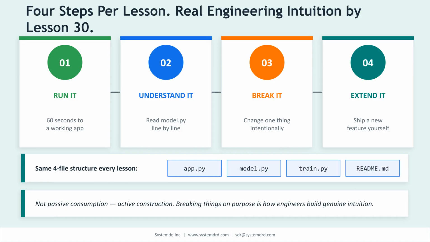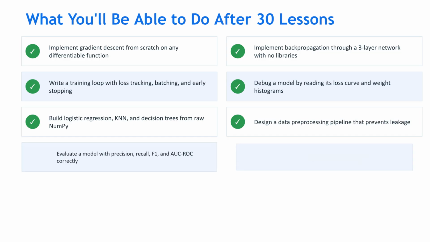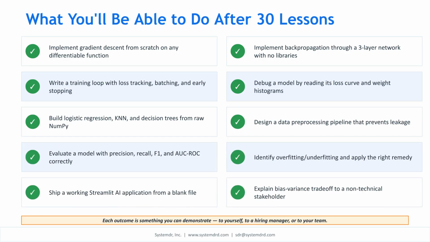With the same 4-file structure every time, patterns become muscle memory long before lesson 30. This is active construction, not passive consumption. After 30 lessons, you will have concrete, demonstrable skills. You'll implement backpropagation without libraries, debug models using loss curves, build machine learning models like logistic regression and decision trees from NumPy, and explain complex concepts like bias variance trade-off to any stakeholder.